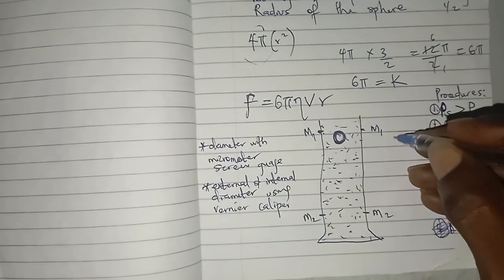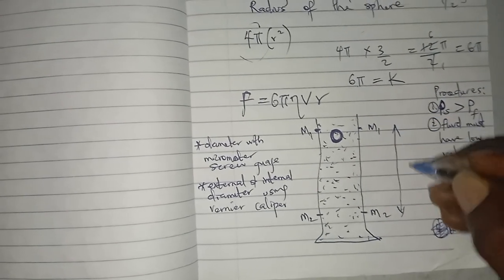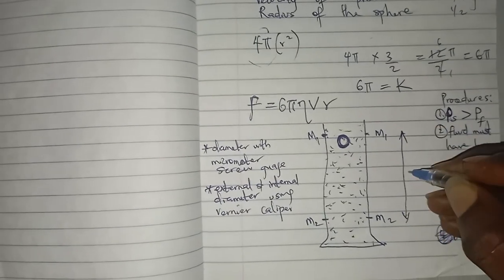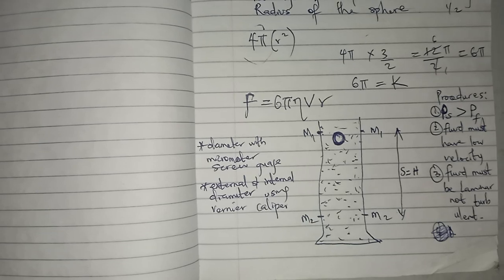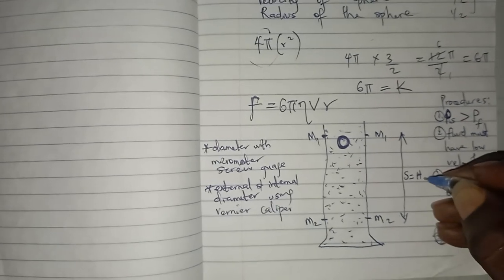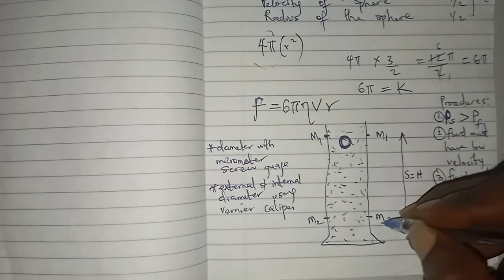So before you do this, you get your meter rule. Using your meter rule, get the distance from M1 to M2. This is S, which is also the same thing as H. It can also be the same thing in some cases as A to B, depending on what you mark, or you say M1 to M2.